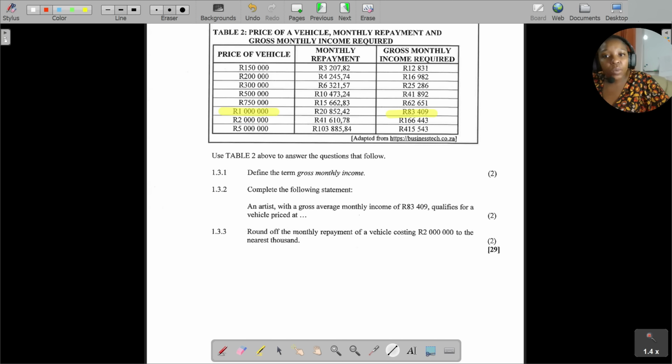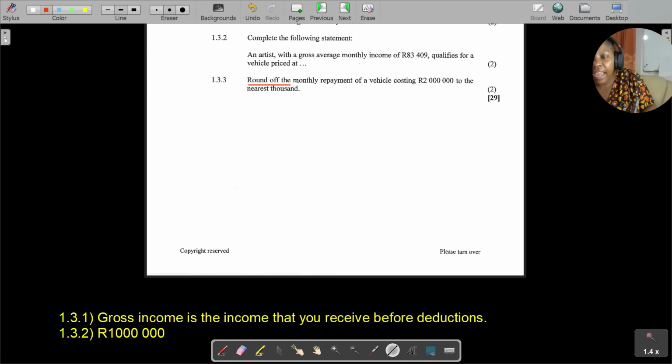Question 1.3.3, round off the monthly repayment of a vehicle costing 2 million to the nearest thousand. So here we have to round off, right? And rounding off is very important. When you're rounding off, I did mention that if you're given certain values, I'm just going to give you 2 examples that you can look at to test to see if you know what you're supposed to do.